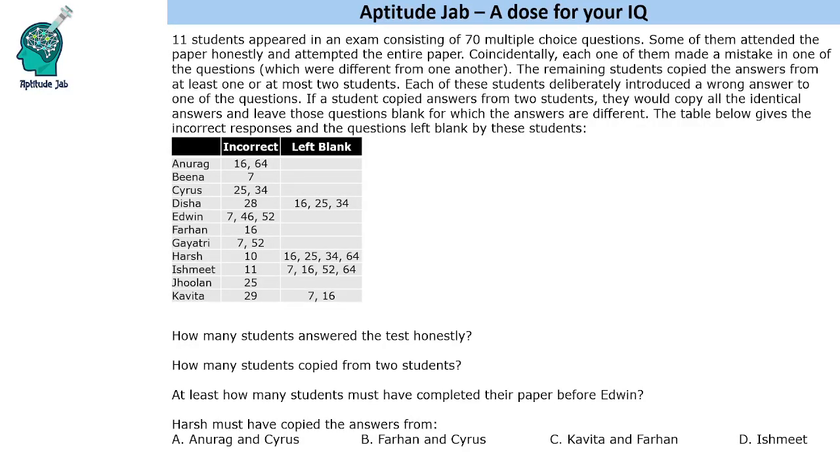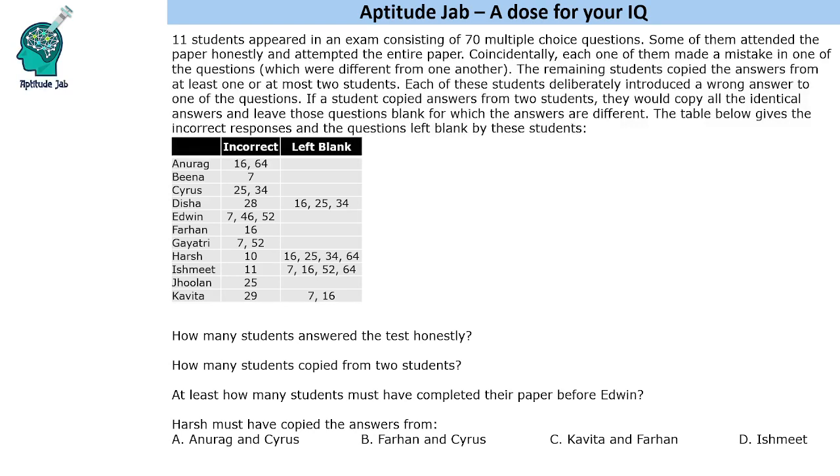This is a set based on one of the questions which was asked in CAT way back. This says that there are 11 students who appeared in an examination which had 70 multiple choice questions. Some of these students attended the paper honestly and attempted the entire paper. And coincidentally, each one of them made a mistake in one of the questions which were different from one another.